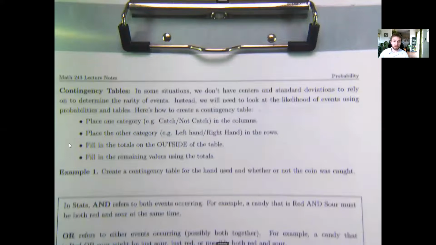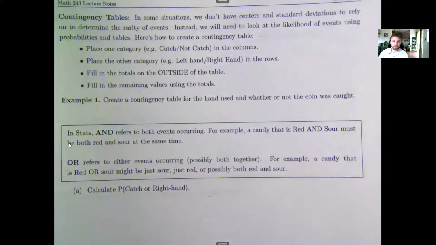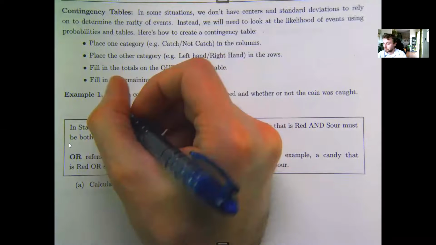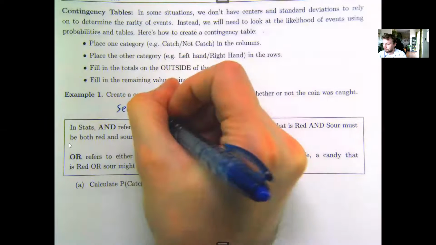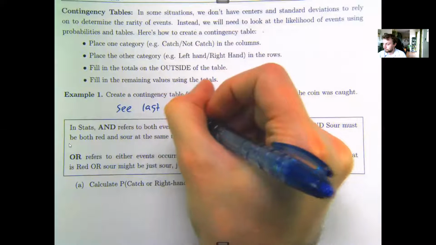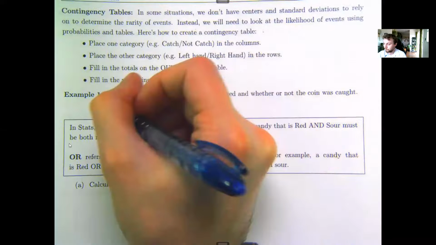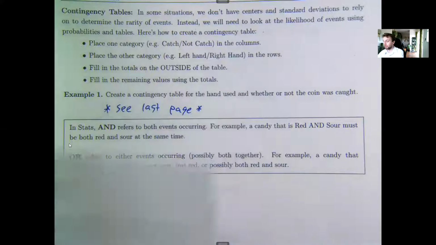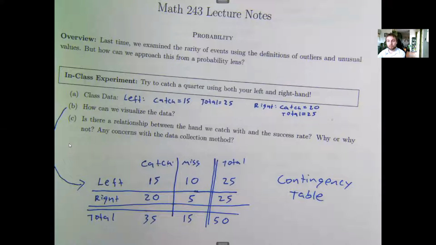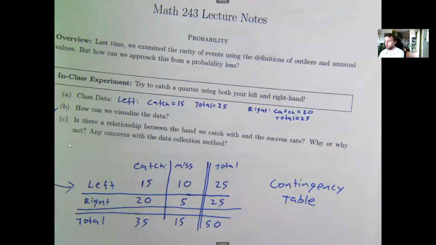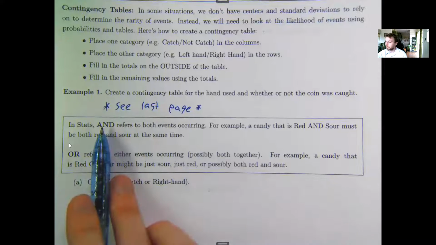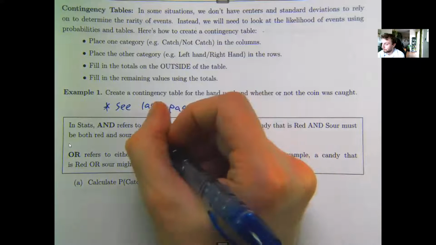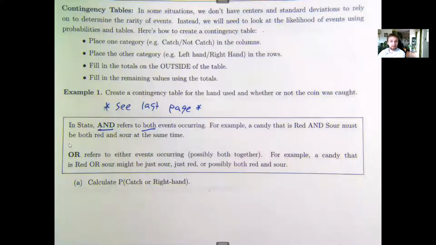I'm also going to give you a little bit of early exposure to some language stuff. We created a contingency table on the last page. But we're going to see these words "and" and "or" show up while we're talking about these tables. So I want to get a little bit of early exposure to it. First off, in stats, when you say the word "and" it means both things have happened.